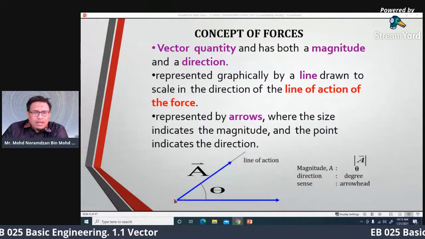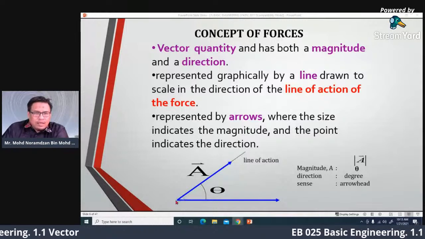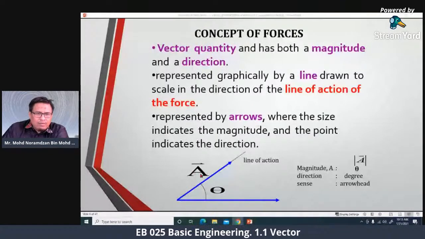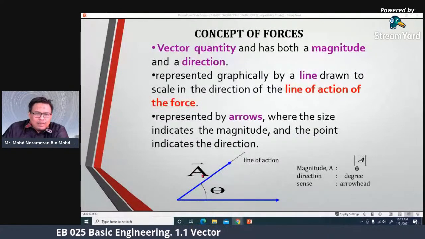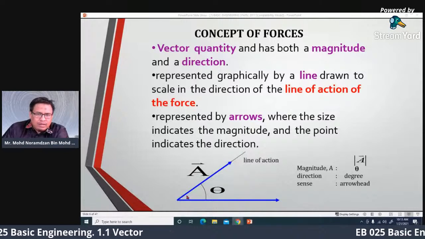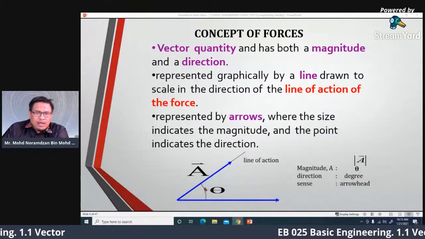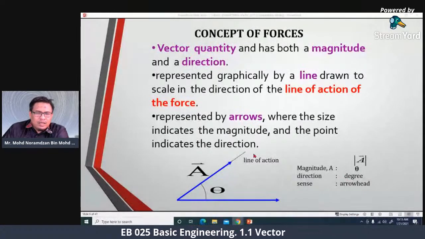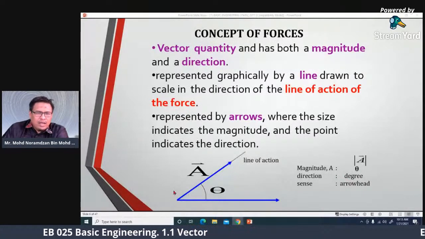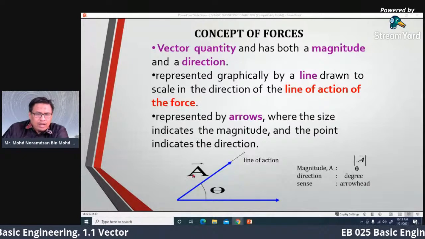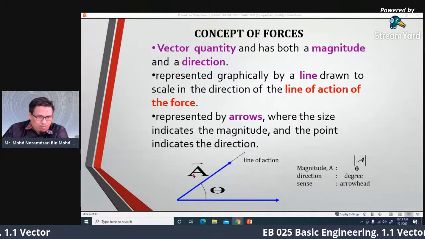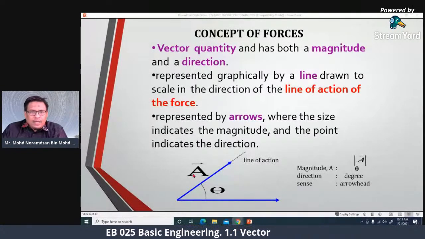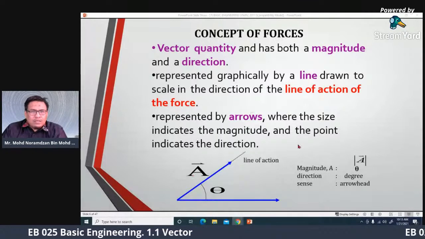This is a vector. Vector A, line of action. The vector has a value. It has a direction, going here and going there, with a degree. So it has a direction, and it has a value. Okay, vector quantity, concept of forces.